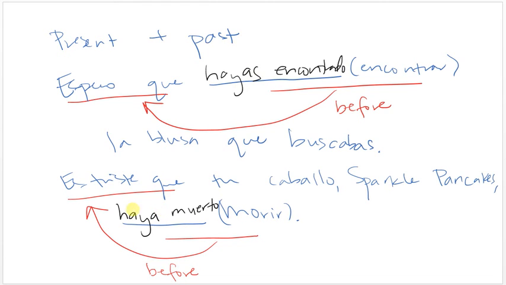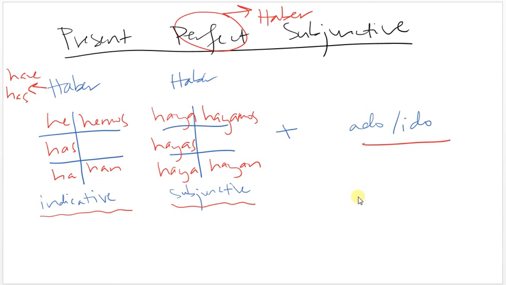But make sure that you remember all of your triggers, because in the quiz section of this homework, you're going to have to decide whether you need the regular indicative perfect or the subjunctive perfect. All of them are going to be perfect in some way, but you're going to have to decide which one you're going to use. Okay, thank you.